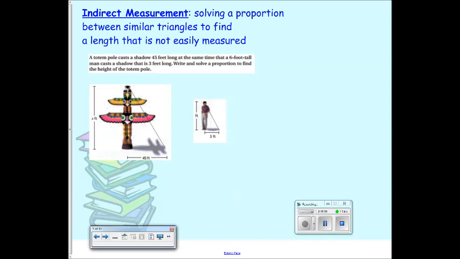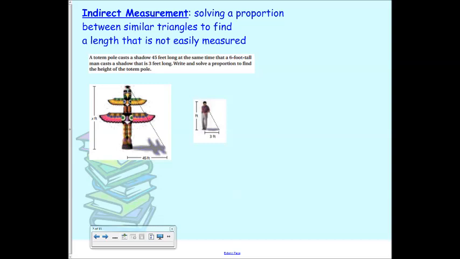So we are going to talk about how you would use a shadow to measure things indirectly. And again, indirect means you're not actually doing it. So you're not actually taking a tape measure to measure the building. So for example, there is this totem pole. What's a totem pole? Yeah, you build a totem pole and it's very tall. We don't know how tall. But we do know how long is its shadow? 45 feet. So it casts a shadow that's 45 feet. And you can measure that because the shadow is where? On the ground.